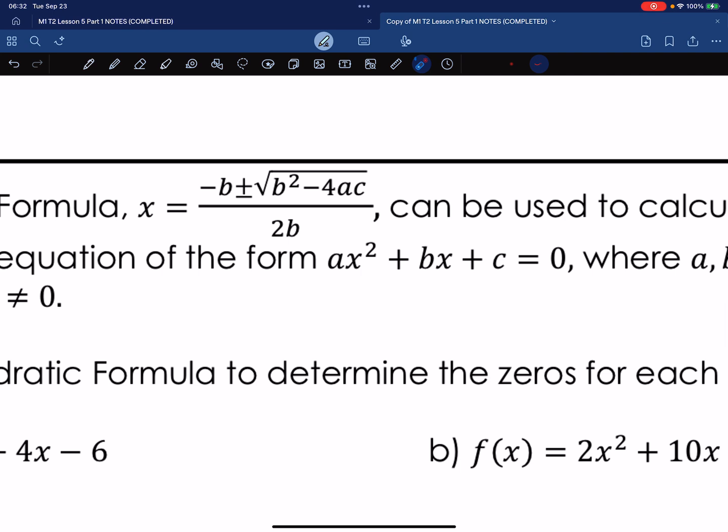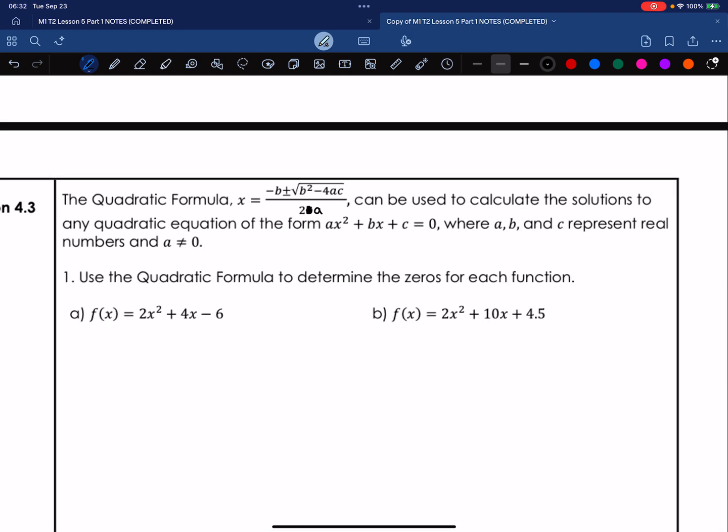So first thing, we need to fix this right here. This should not be a B, that should be an A. So the quadratic formula is another way to find the solutions of a quadratic equation, which means it's another way to find the x-intercepts, the roots, the zeros.